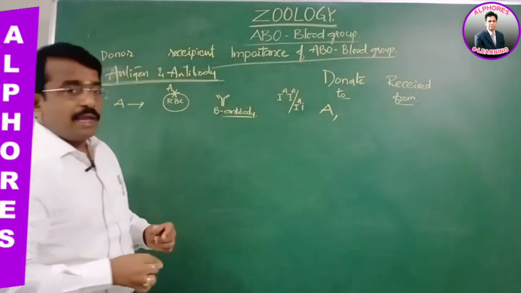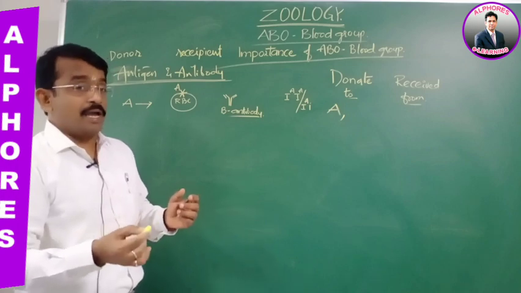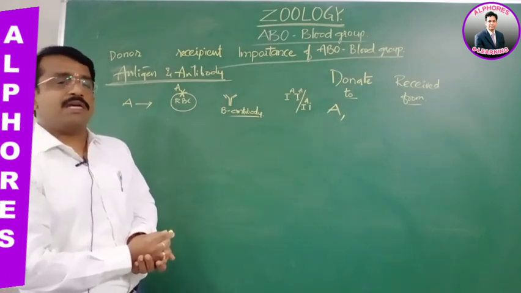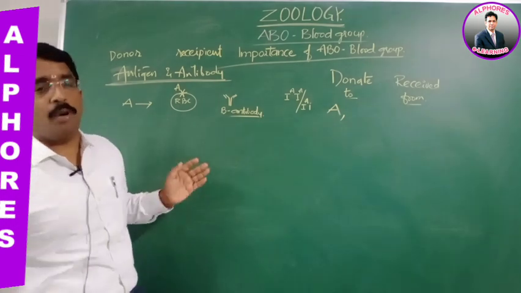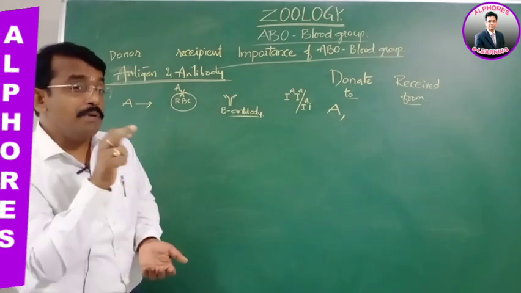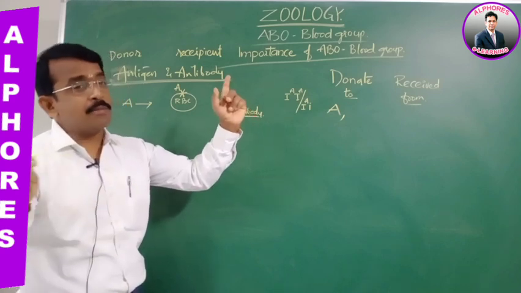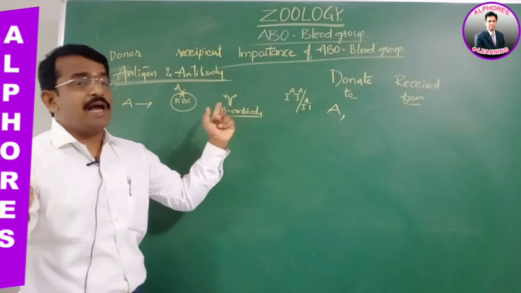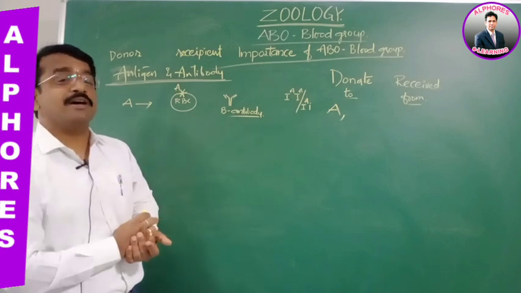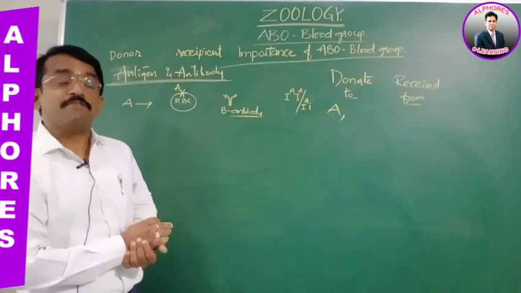Next, suppose A is the donor with antigen A, let's see all possibilities. When given to A, the recipient produces B antibody, so no problem. When it is given to B, the recipient B produces A antibody. So antigen A is in the donor, whereas antibody A is in the recipient. Which is dangerous, so it should not donate to B. Why? They are different blood groups.